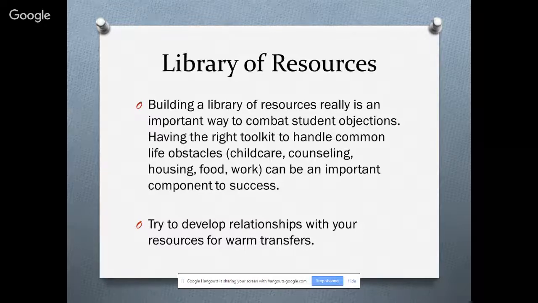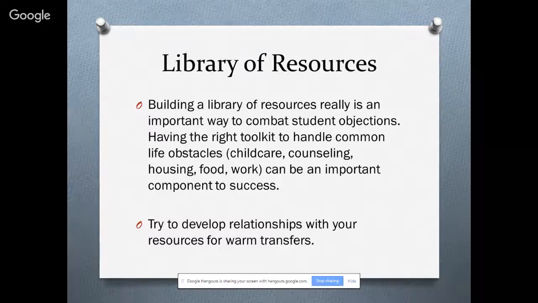So we want to make sure you have a robust library of resources available: local resources, community resources, online resources, things that students can utilize, that they can access to assist with certain areas, whether that be childcare, counseling, housing, food, work, or even some academic issues, if there's something in class that they're struggling with, making sure that you have available to them the right resources for tutoring, for support. All of that is critical.